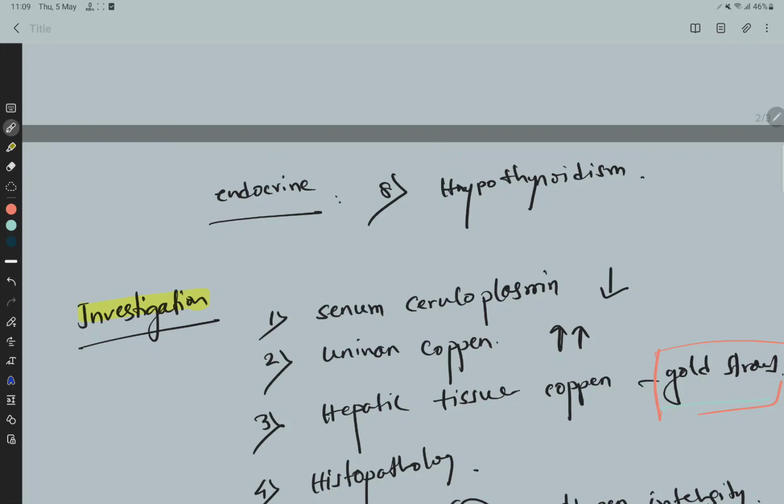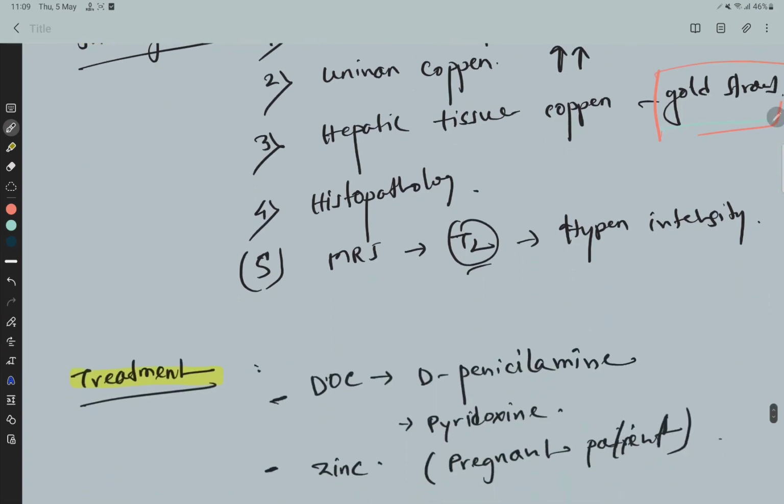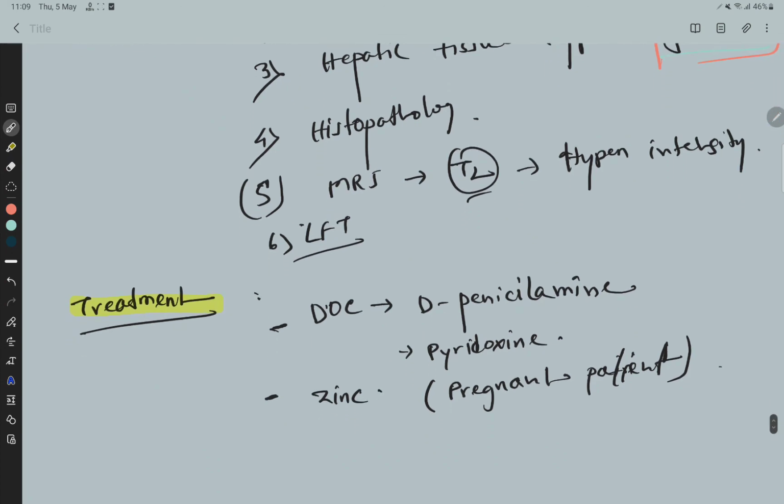In investigation, serum ceruloplasmin decreases, urinary copper increases, and hepatic tissue copper is the gold standard investigation. Also histopathology and MRI, and we can do LFT, liver function tests, which are altered. And for treatment, the drug of choice is D-penicillamine. Along with D-penicillamine, we can give pyridoxine, and zinc tablets are given to the pregnant patient.